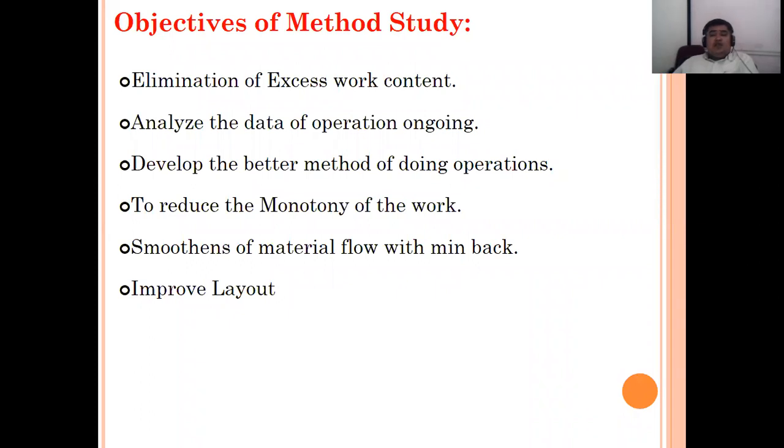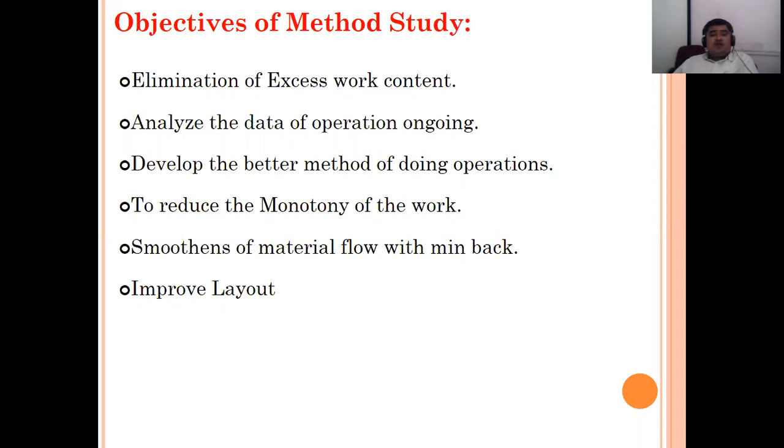Because if, let's say, two operations are given, then we have to set the machine for one operation. After completing the first operation, again we have to set the machine for the second operation. All of you know machine setting: what speed and depth of cut we should take, we have to tighten certain screws, loosen certain screws, etc. So such time will be reduced.